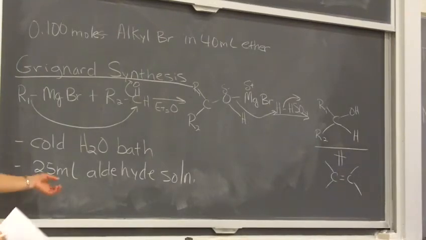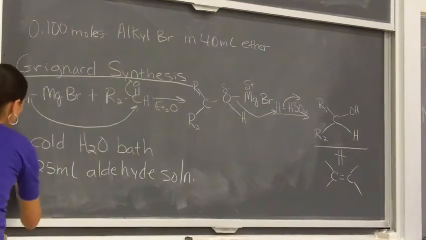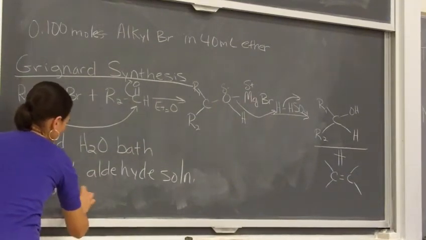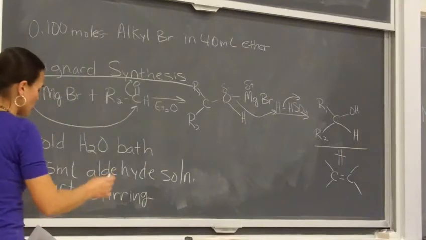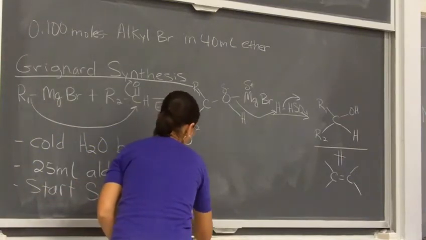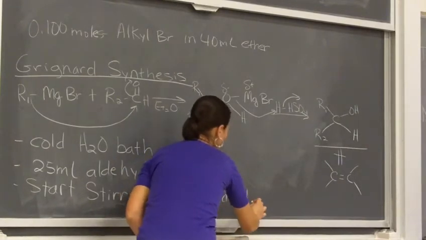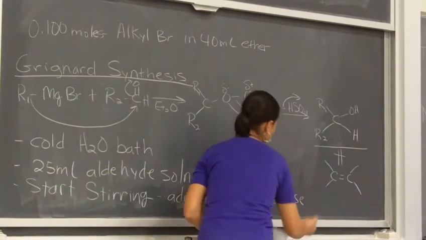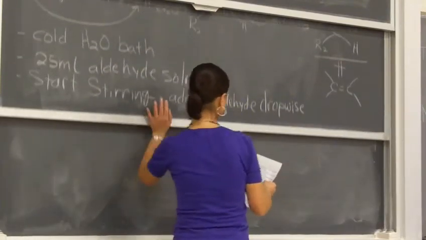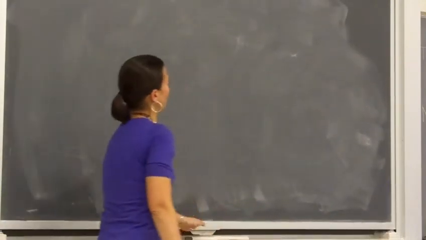Okay? Once you have your aldehyde solution in the separatory funnel and you're about to start adding it, then you can start stirring. Okay, so we have not stirred at all yet until this point. You can start stirring and then adding the aldehyde dropwise. And again, we are going to control the addition. We don't want things out of control, going in too fast. We don't want things heating up too much to create a reflux.